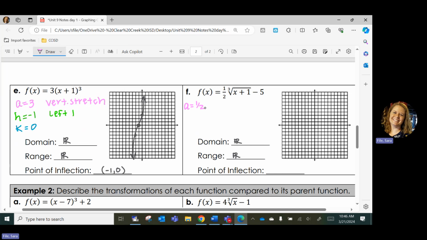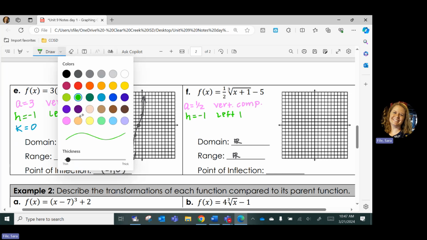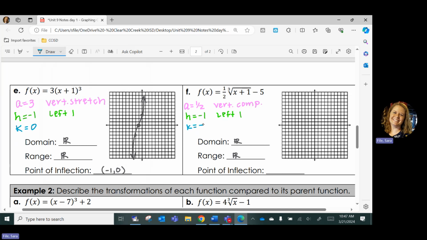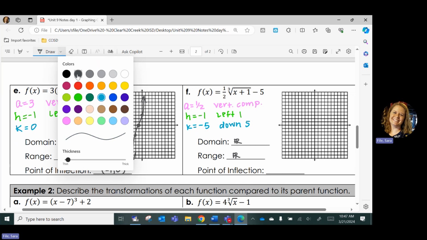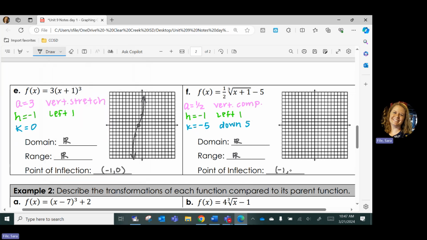All right, so what is 1/2 do to our graph if that's our A value? Good. When A was greater than 1, it was a vertical stretch. 1/2 is less than 1, so it's a vertical compression. All right, H. Good, and that is going to be left 1, same as the last one. And K. And that will be down 5. Good. So what's HK? So I'll start at -1, -5.